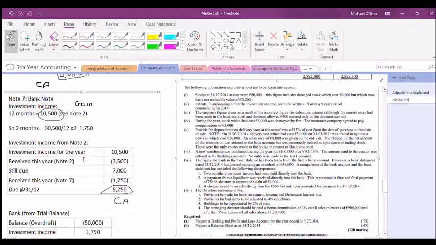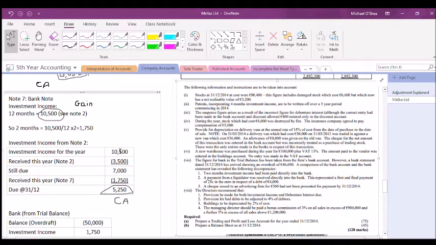This is from note 2. This was the investment income that was included in patents. The 4 months, it worked out at 3,500. We've dealt with that already. So that's money we had received. And we've also received this 1,750, 2 months investment income. We've received it.